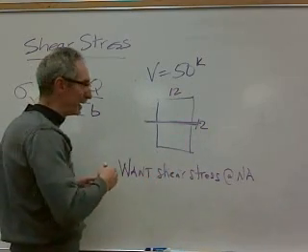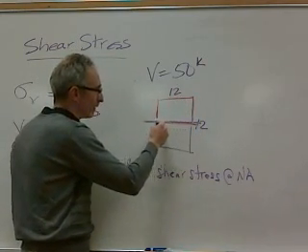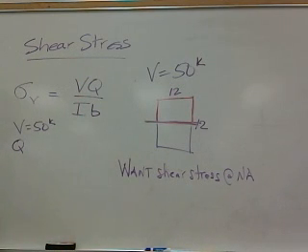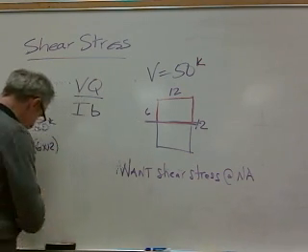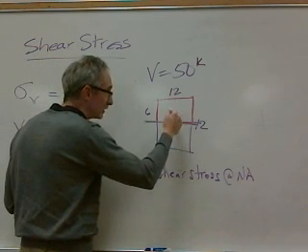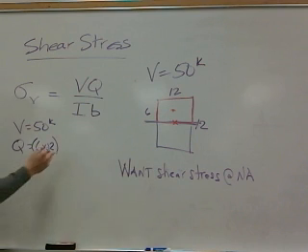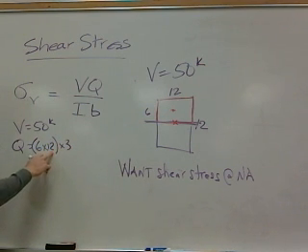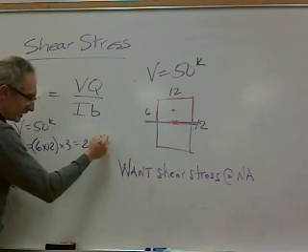So what's the area outside the neutral axis? It's this area, right? Well, how big is that area? It's 6 times 12. That's the area. And then you're supposed to multiply that area by the distance from the neutral axis to the centroid of that area. What's that distance? 3. So that's 72 times 3. It's 216 inches cubed.